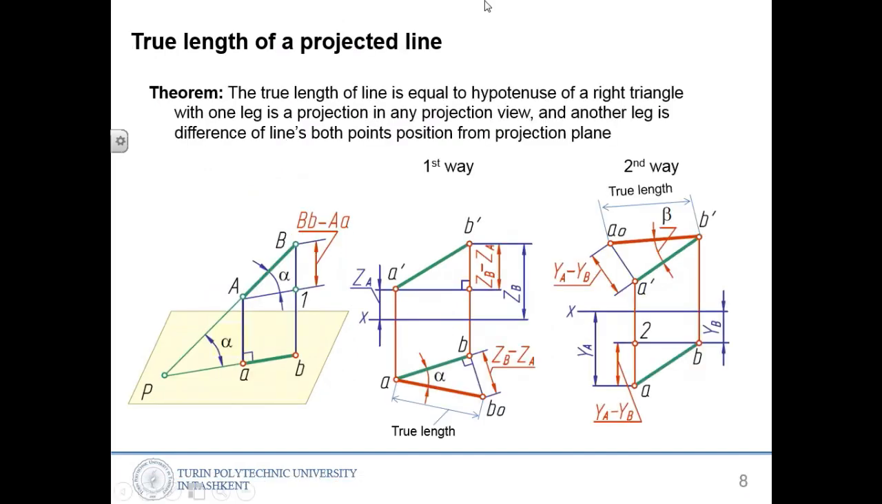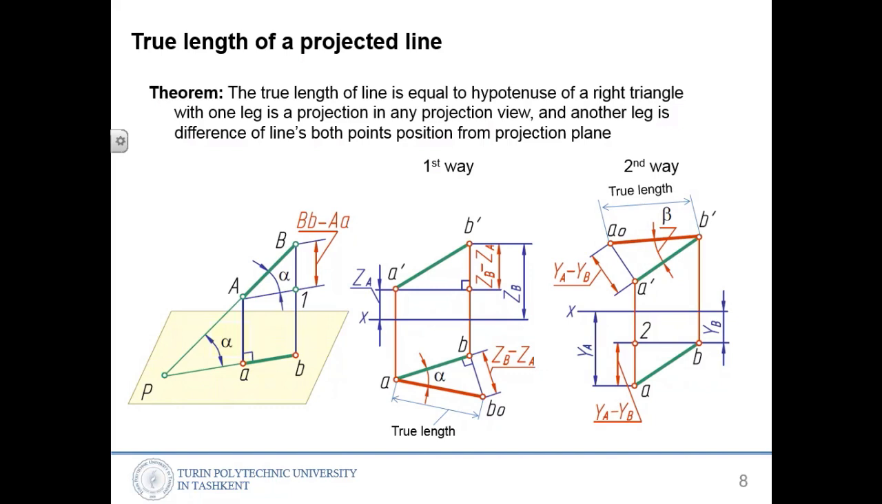True length of a projected line. Okay, so there's another theorem. The true length of the line is equal to the hypotenuse of a right triangle, where one leg is the projection in any projection view, and the other leg is the difference of the two points' distances from the projection plane.